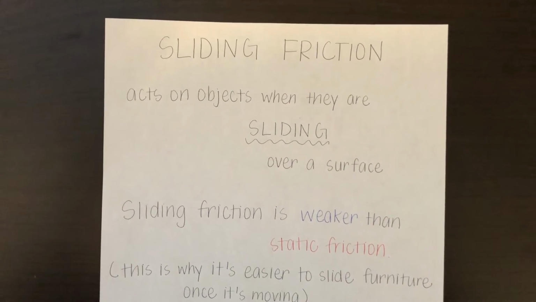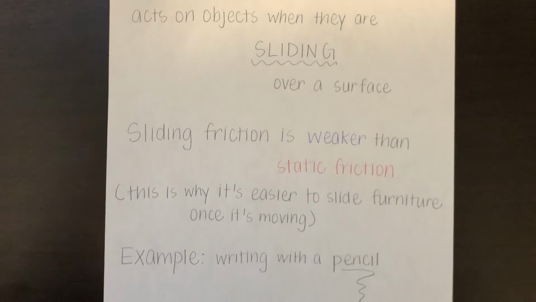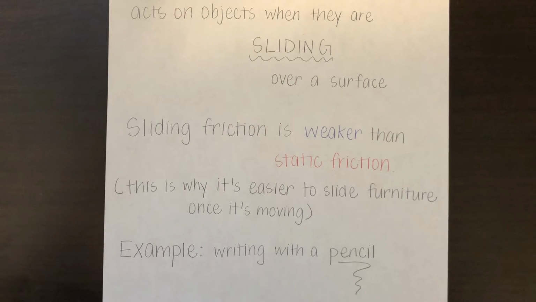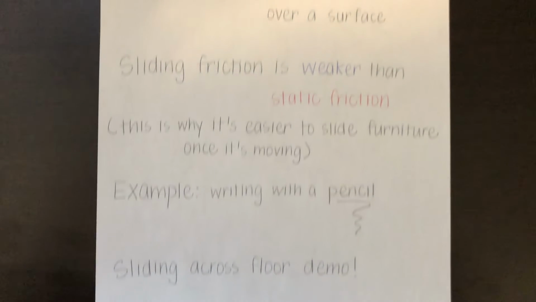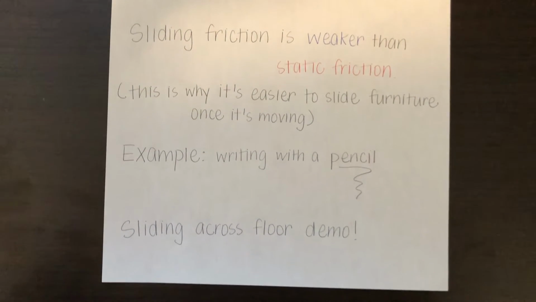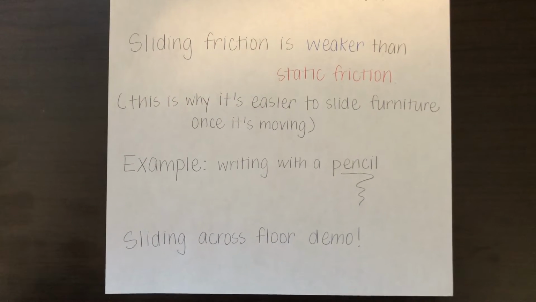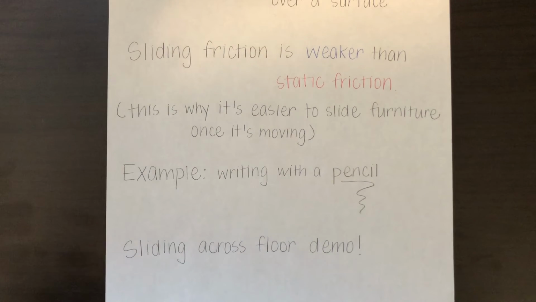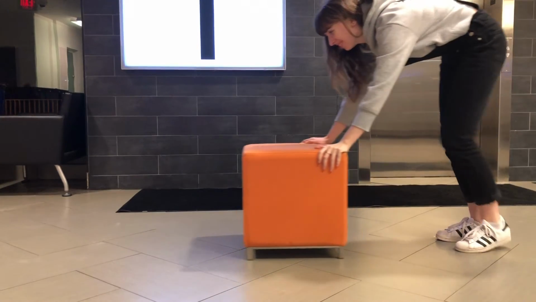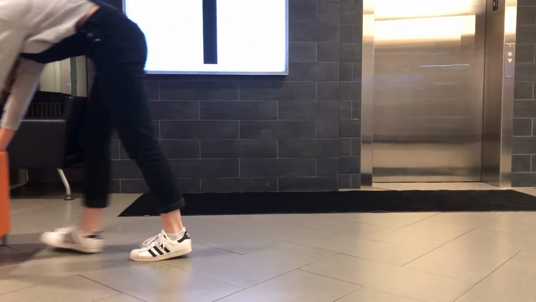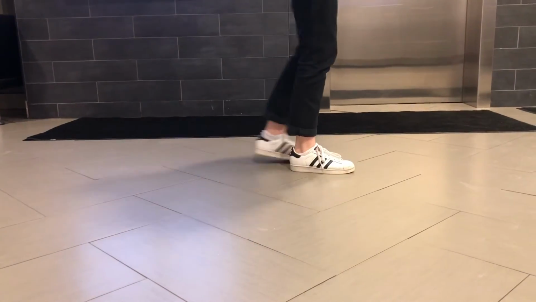Now we're going to take a look at sliding friction. Sliding friction acts on objects when they are sliding across a surface, like the book we saw earlier in the video. Sliding friction is weaker than static friction. This explains why it's easier to move furniture once you get it moving. An example of sliding friction is writing with a pencil. Here, Amber is moving this orange ottoman to demonstrate sliding friction, and another demonstration where Amber is sliding her feet across the floor.